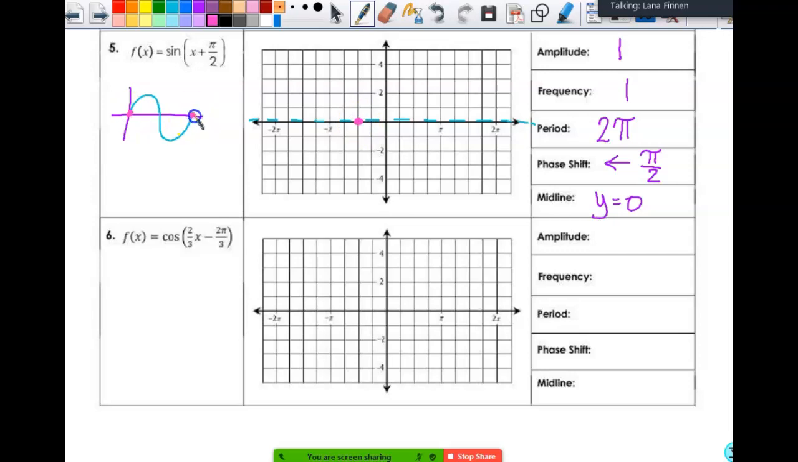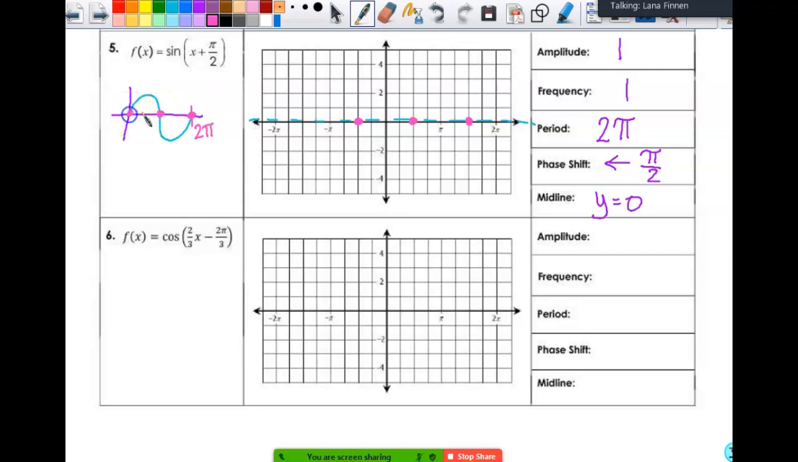This should be at the end of the period, and the period is at 2 pi. So I can put my pencil, my stylus, whatever, at 2 pi, but then I have to shift to the left pi halves. There's the end of the period. Then from there, I can really just do half, half, half and figure everything out. I can either count to figure out half, or I would know that since this is 2 pi, this is at pi, so I could go to pi and then also move over pi halves, and that works too.